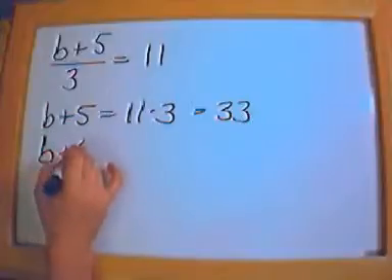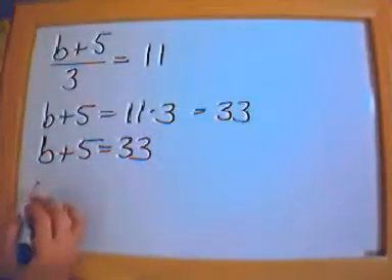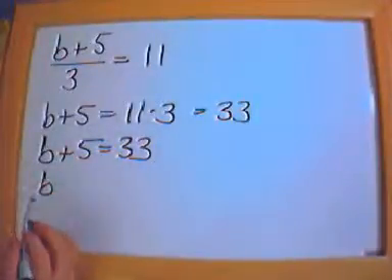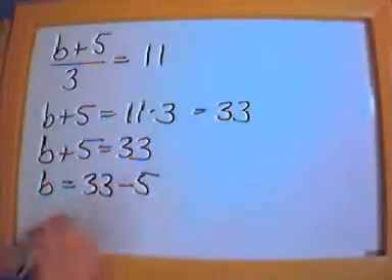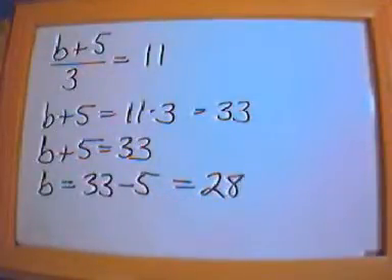I've got b plus 5 equals 33. To get b by itself, I simply subtract 5 from both sides. That means the 5's are going to go away because 5 minus 5 is 0. So b is equal to 33 minus 5, which is equal to 28. And that is the answer.